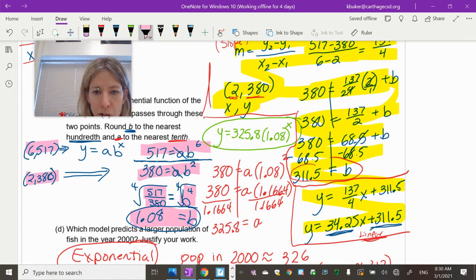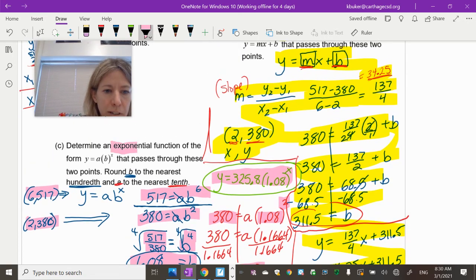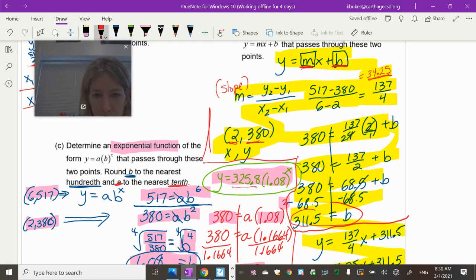That's my growth factor. So we just simply substitute in the growth factor with one of our easier coordinates, and we picked the 380, and we solve for our a value, which is 325.8. Okay, so this is our exponential function. Our exponential function looks different. So this gives us an initial value of 325.8. We started with this amount in 2000 at the initial year, and it was growing by 8%.